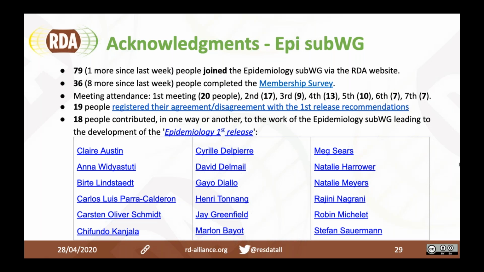There are 19 people who have registered their agreement or disagreement with the first release recommendations, and 18 people who have contributed in one way or another to the work of the work group, and I thank all of them from the bottom of my heart for their contributions. You can see their names there. Next slide, please.